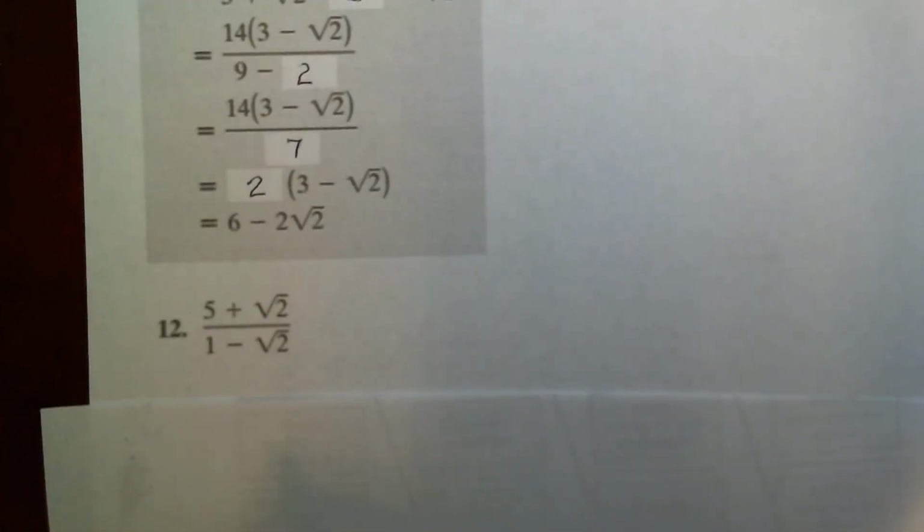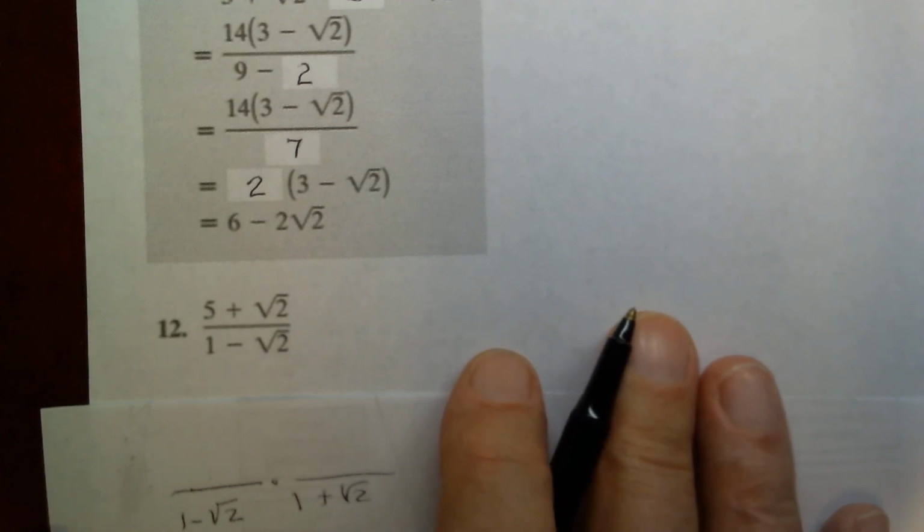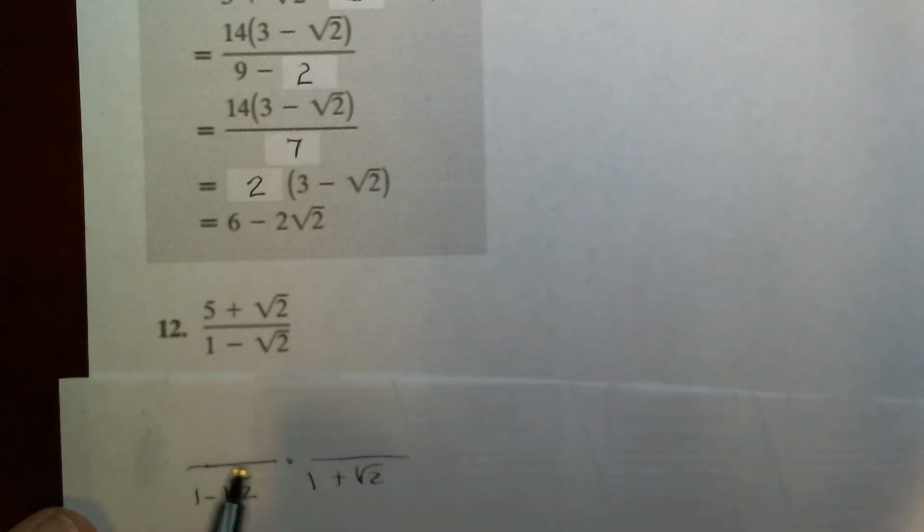For number 12, we multiply numerator and denominator by the conjugate of 1 minus square root of 2, which is equal to 1 plus the square root of 2. So we have 1 minus square root of 2 times 1 plus square root of 2 in the denominator. And the numerator we already have is 5 plus the square root of 2. So 5 plus square root of 2, and then we multiply by 1 plus square root of 2.